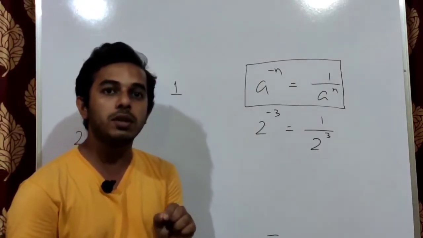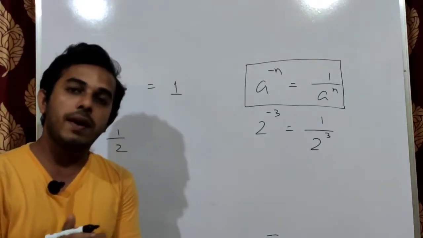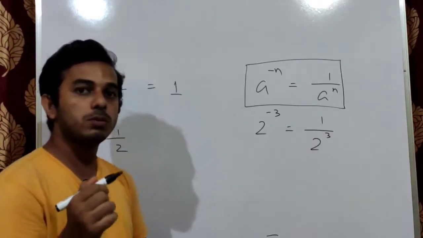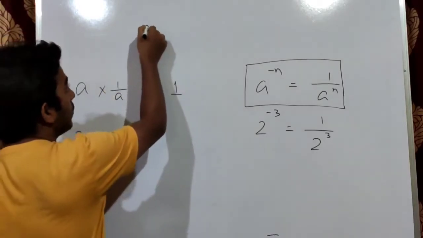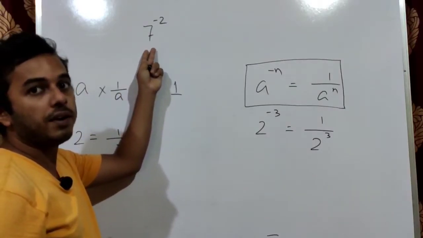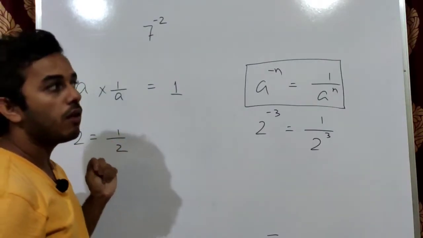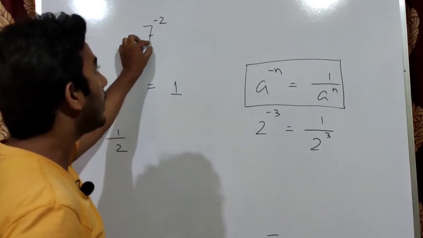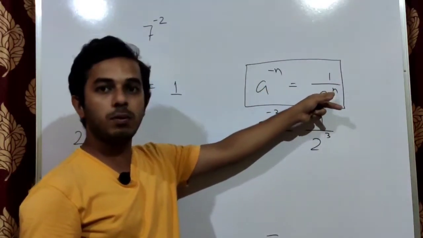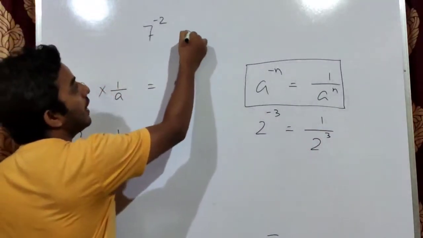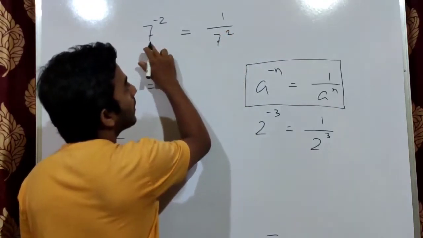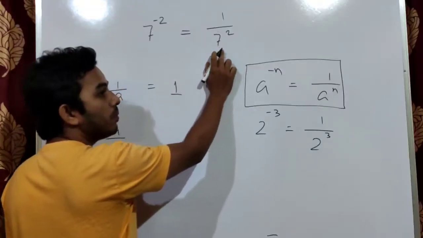Now we discussed one more thing, that we found the multiplicative inverse of numbers having negative powers. Most probably we solved one example which was for 7 to the power minus 2, right? We have to find the multiplicative inverse of 7 to the power minus 2. For this, first of all we have to express 7 to the power minus 2 in this form, because we know a to the power minus n equals 1 by a to the power n. Clear? Okay. So here a is 7, so we can write it as 1 by 7 square. So we have expressed 7 to the power minus 2 in this form, right?